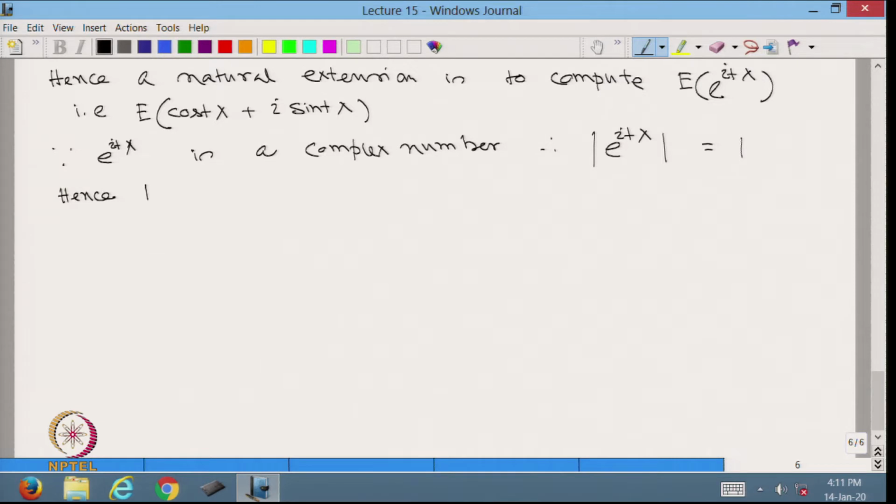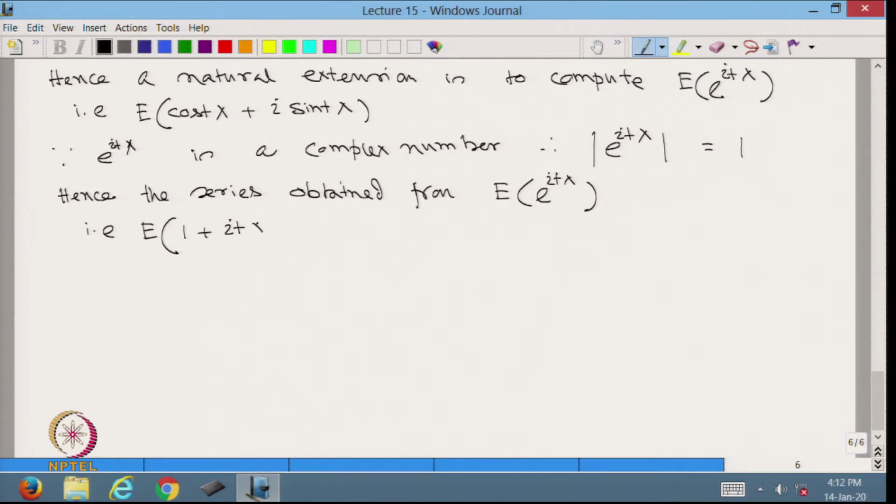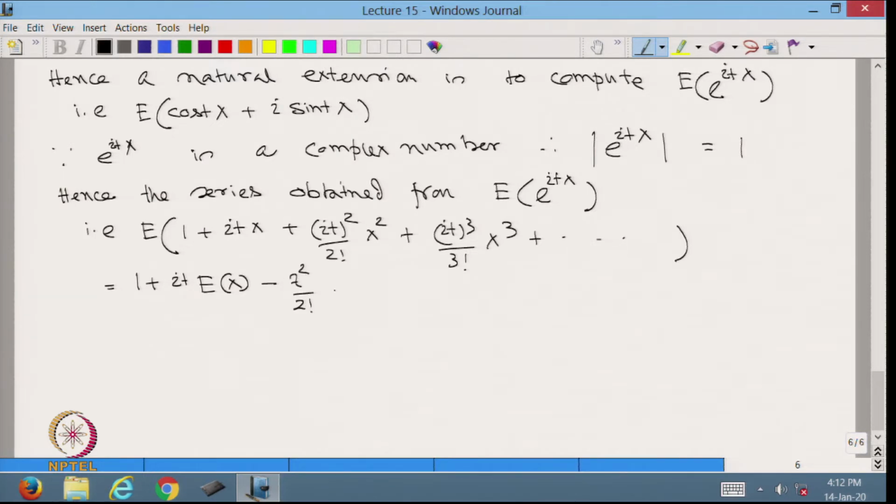Hence, this series obtained from expected value of e to the power i t x, that is expected value of 1 plus i t x plus i t whole square upon factorial 2 x square plus i t whole cube upon factorial 3 x cube, which is equal to 1 plus i t times expected value of x minus t square upon factorial 2 expected value of x square minus i t cube upon factorial 3 expected value of x cube. Like that, we get an infinite series. This always converges.